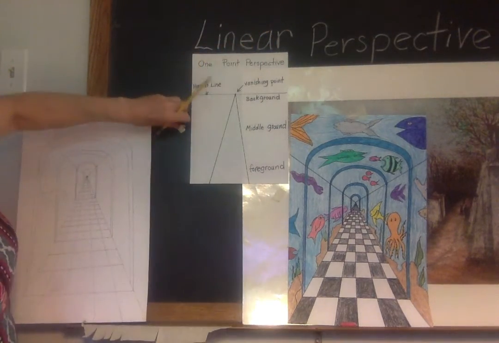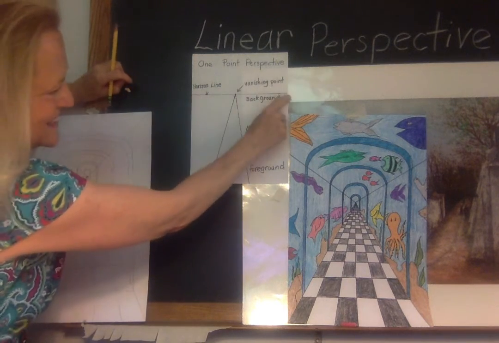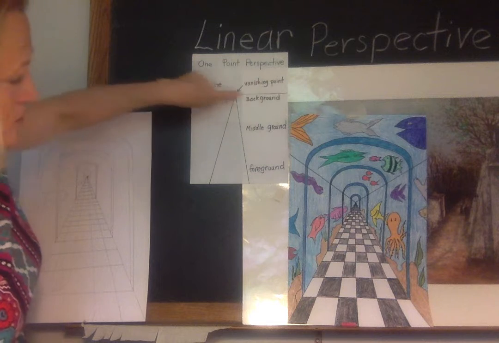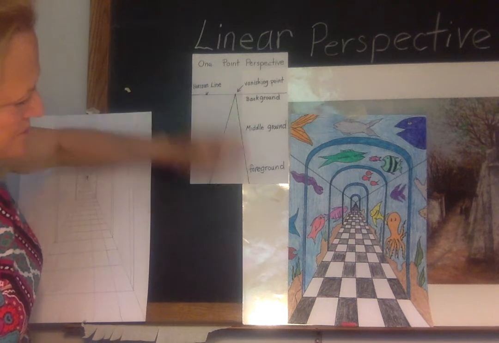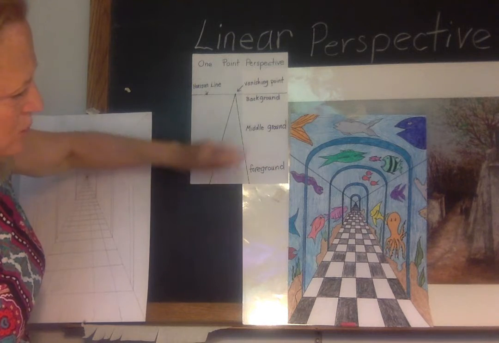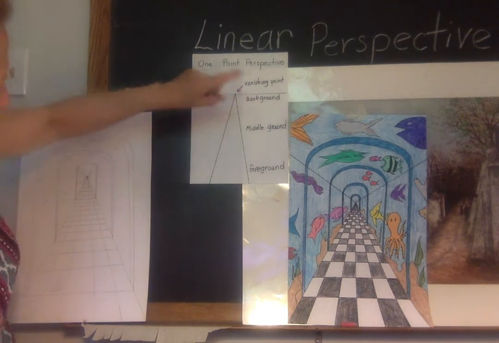So, one point perspective, there's our point. Horizon line, and it is a horizontal line. They go that way. And then vanishing point, where things are going to disappear. Things that are close to us are the foreground. There's the middle ground, just like we think middle. And then the background back here.